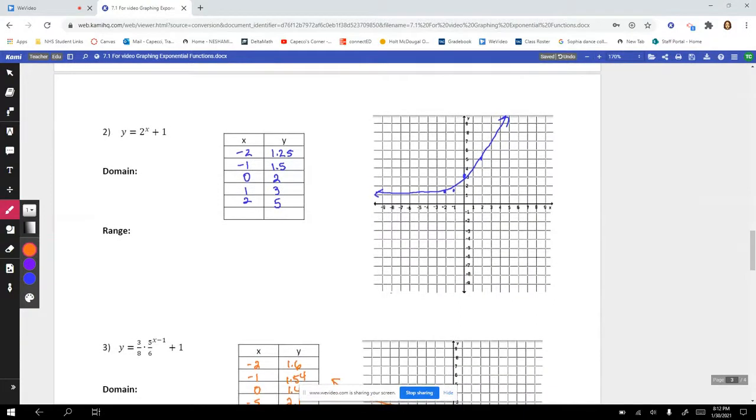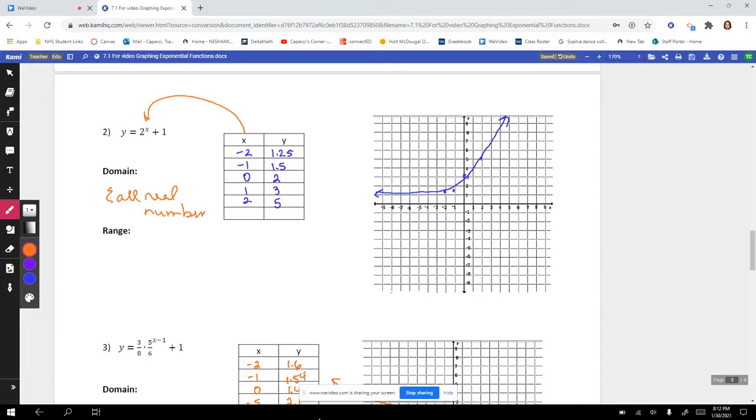All right, let's take a look at our next one. We have y is equal to 2 to the power of x plus 1. And what I did is I substituted x again everywhere I saw it, and I created a table. So now again, you can see an exponential growth there. So my domain, again, I have arrows on the end, so I have no limitations, all real numbers.